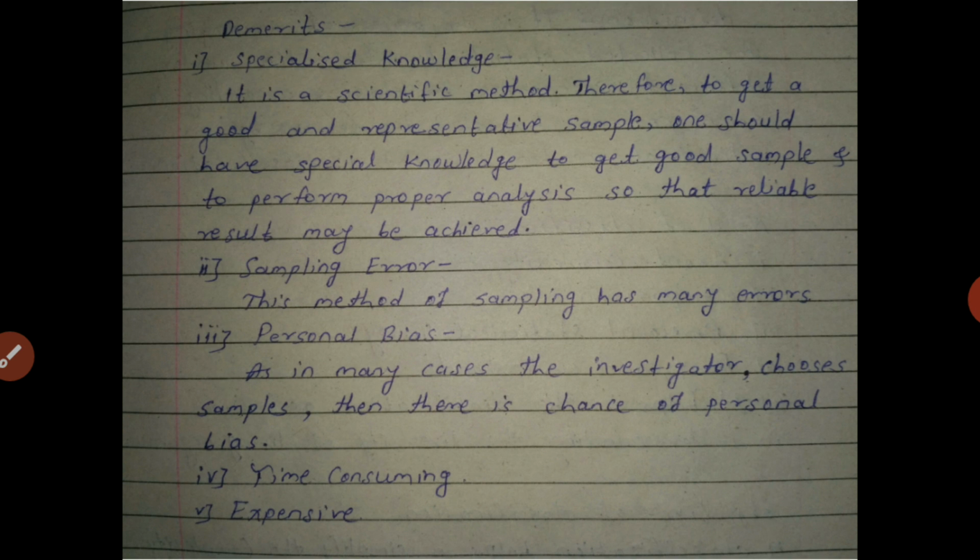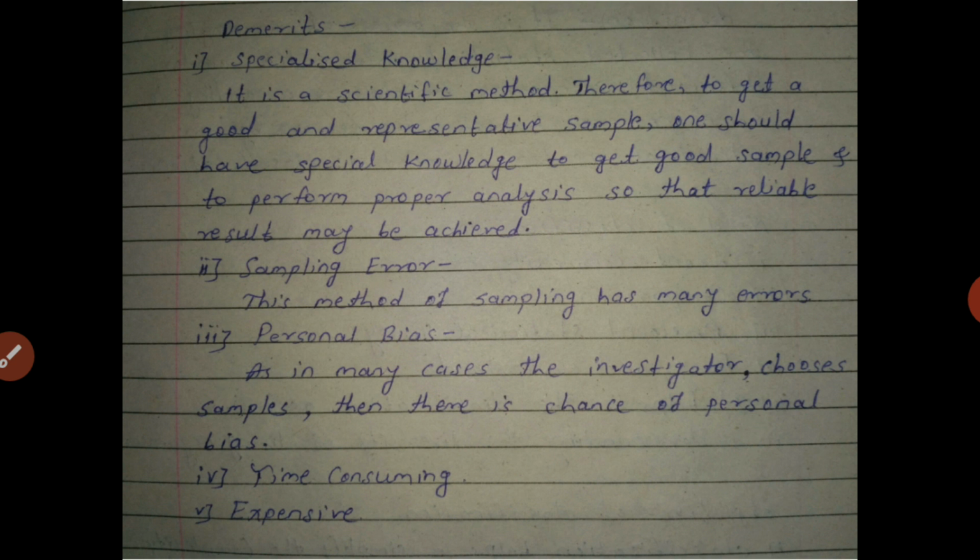Now let's see the demerits. There are some demerits also of this sampling. So this sampling technique requires specialized knowledge. It is a scientific method. Therefore, to get a good and representative sample, one should have special knowledge to get a good sample and to perform proper analysis so that reliable results may be achieved. So when we perform this sampling technique, one should have this special knowledge of how to select the random numbers and how to do the calculation. So it requires specialized knowledge.